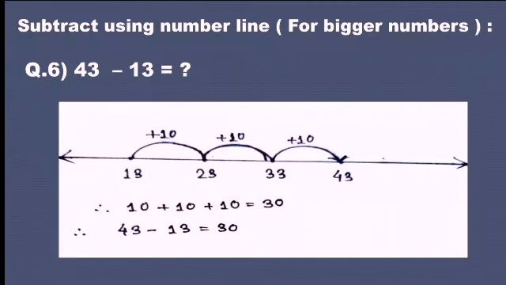Last question. It is also a very large number subtraction. 43 minus 13 means we have to subtract 13 from 43. See, first of all, what I have done, I have started with 13. But if I take the gap 2, then it is also a very large number, so we cannot put all the numbers. I have taken the gap 10. So you have to think in this way about how to take the gap. After 13, 23, then 33, then 43. So the answer is 10 plus 10 plus 10 equals 30. So the answer is 43 minus 13 equals 30.